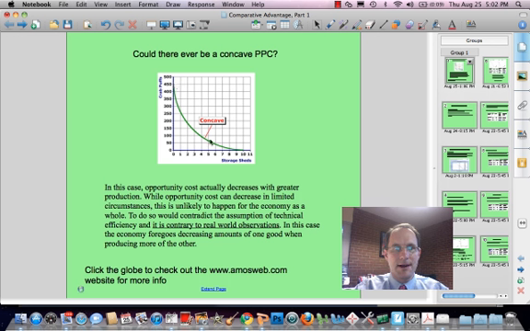In fact, this website called Amos Web, which is an economics study and research site, says that to do so would contradict the assumption of technical efficiency and is contrary to real-world observations. Again, those observations that we talked about: if you have a bowed out or convex curve, the opportunity cost increases as you increase production, not the other way around. If you're interested in more, you can go to amosweb.com and read a little bit more.